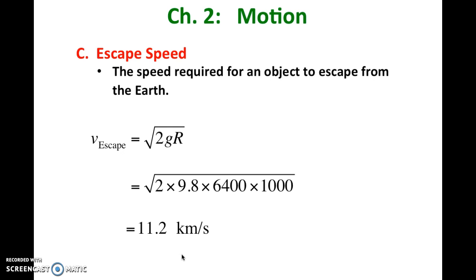That's the end of this chapter 2 about motion. So we learned how to describe motion and Newton's three laws about motion, and then the gravitational law, and the circular motion also. Thank you.